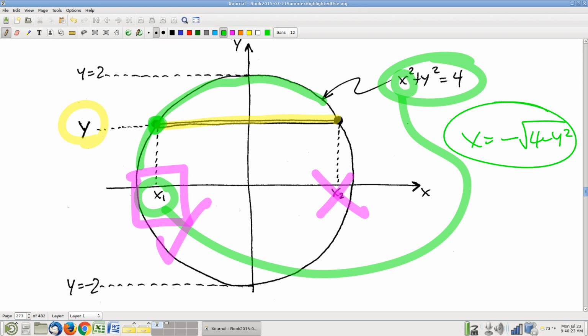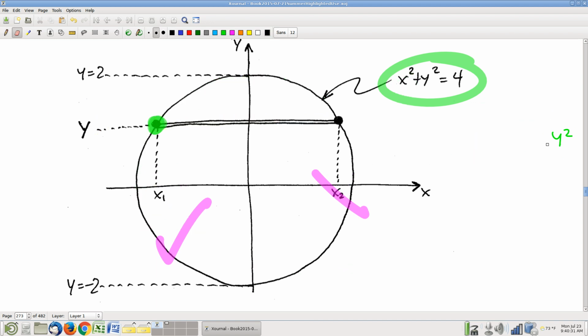Yeah? Everybody happy? So be careful with that. It's real easy to step on that little landmine and accidentally forget a minus sign. Very similar reasoning for the other.